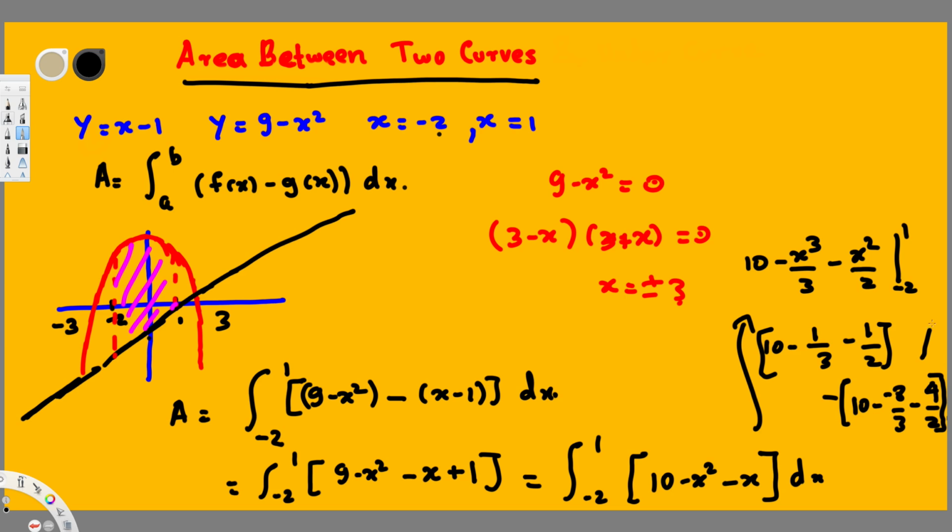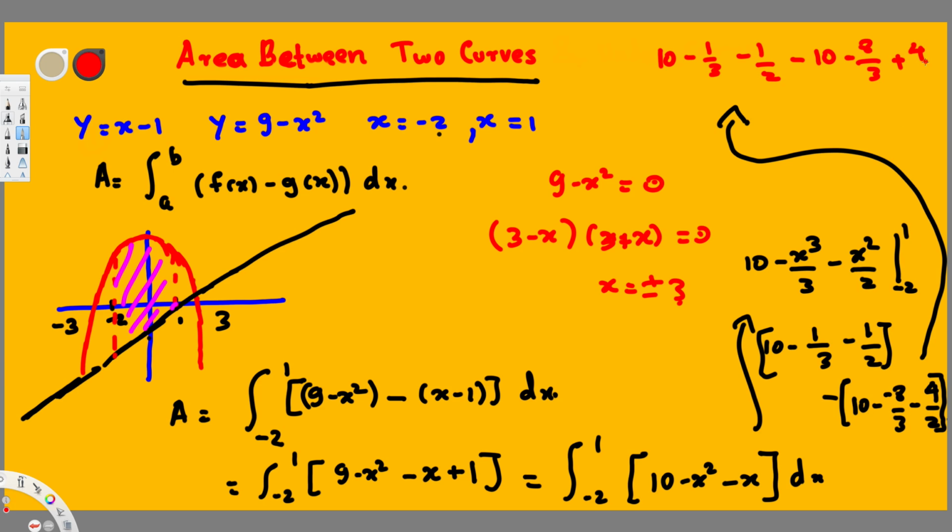Now let's simplify. Here we are going to have 10 minus 1 over 3 minus 1 over 2 minus 10 times negative 2, minus minus plus 8 over 3, and this minus makes this one minus, so this is going to be minus 8 over 3, and minus minus makes this one plus, so this is going to be plus 4 over 2. Now let's add like terms together. And there's a mistake. This should be 10x. If we integrate this, it is going to give us 10x. So 10x means 10 times 1 is going to be 10. 10 times negative 2 is going to be negative 20. So that minus makes this positive 20. So here we are going to have positive 20.